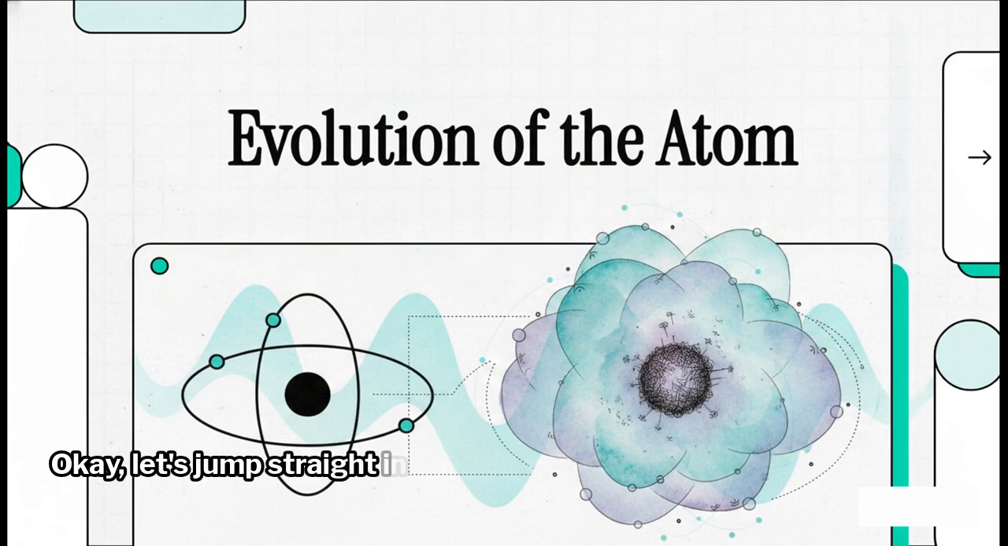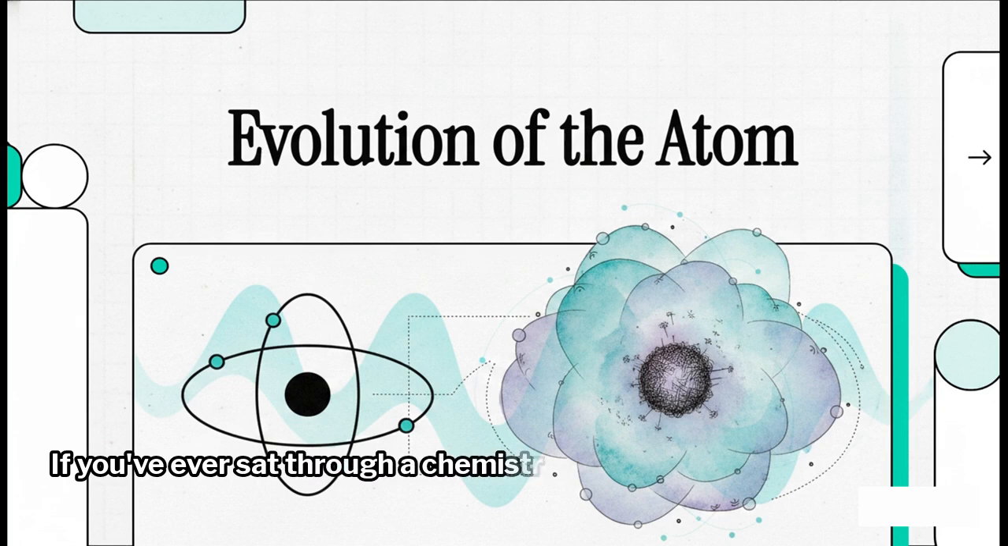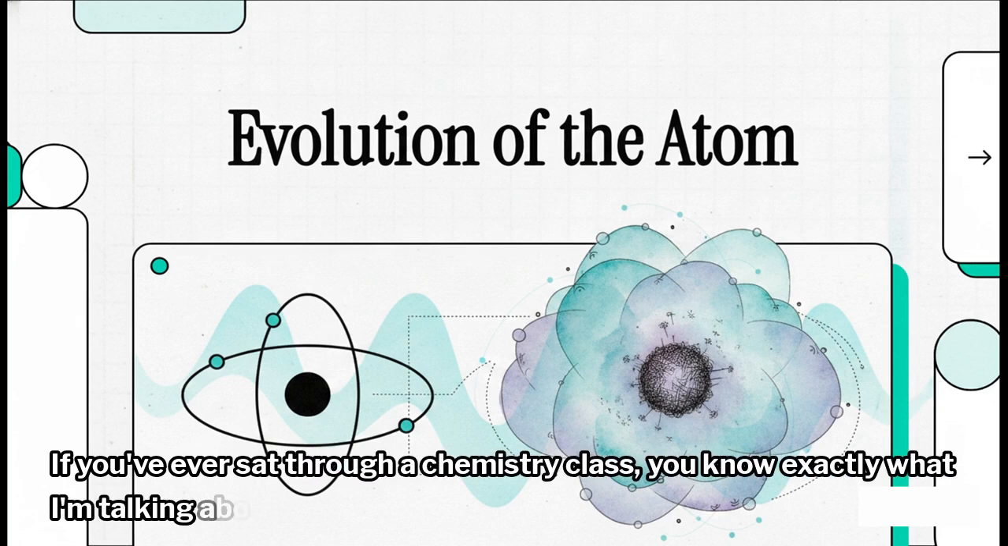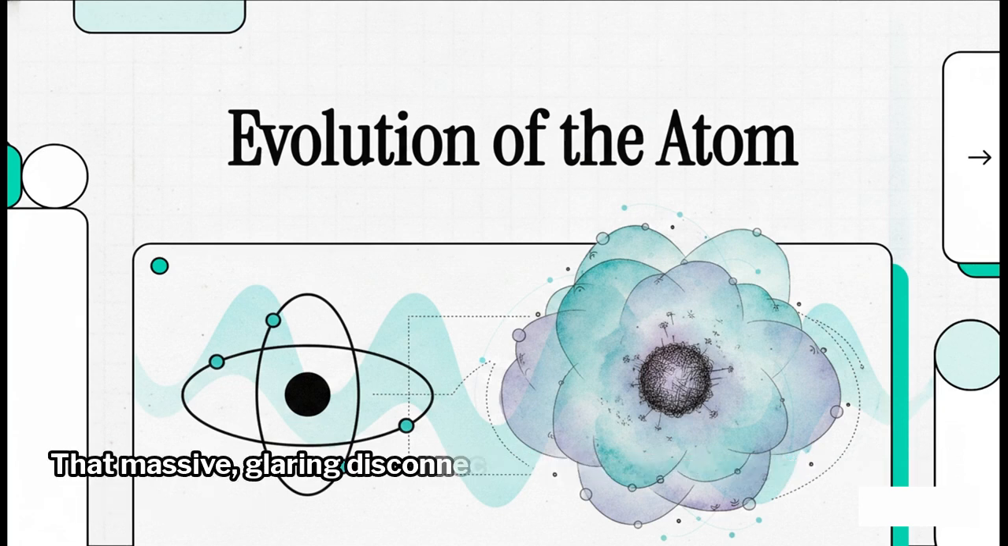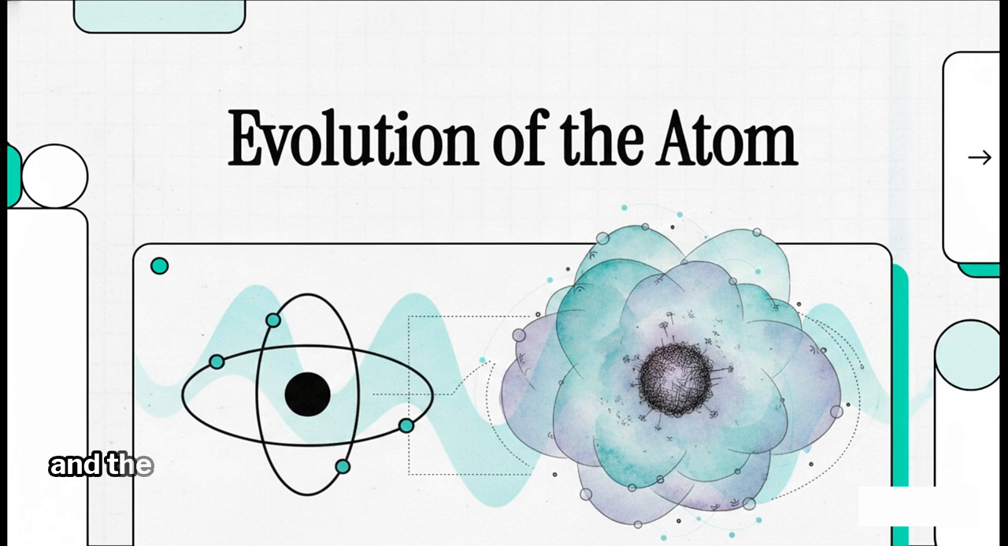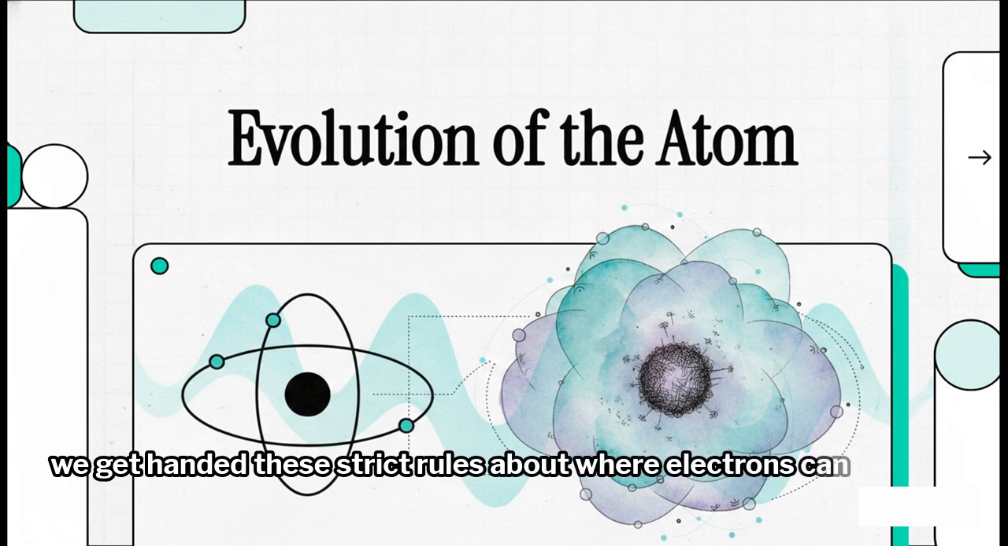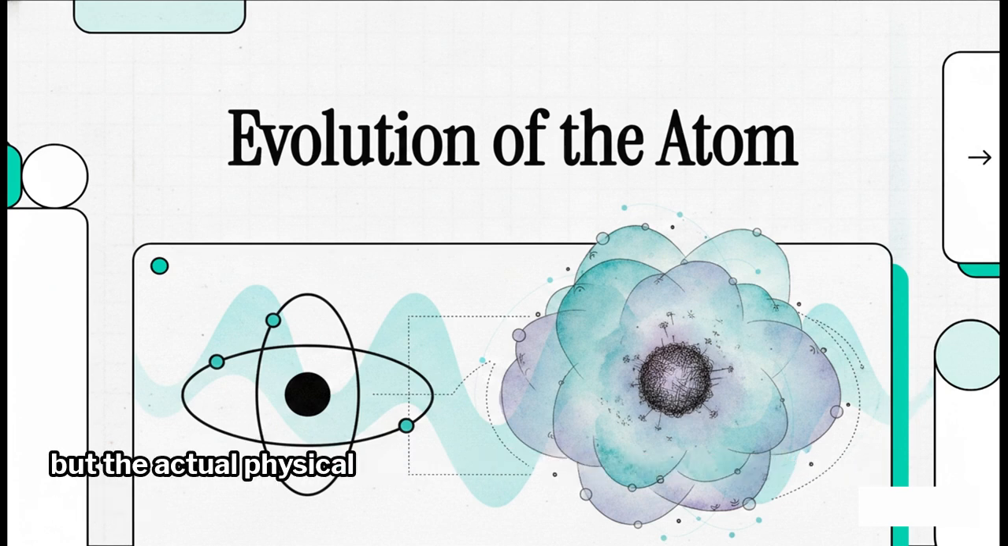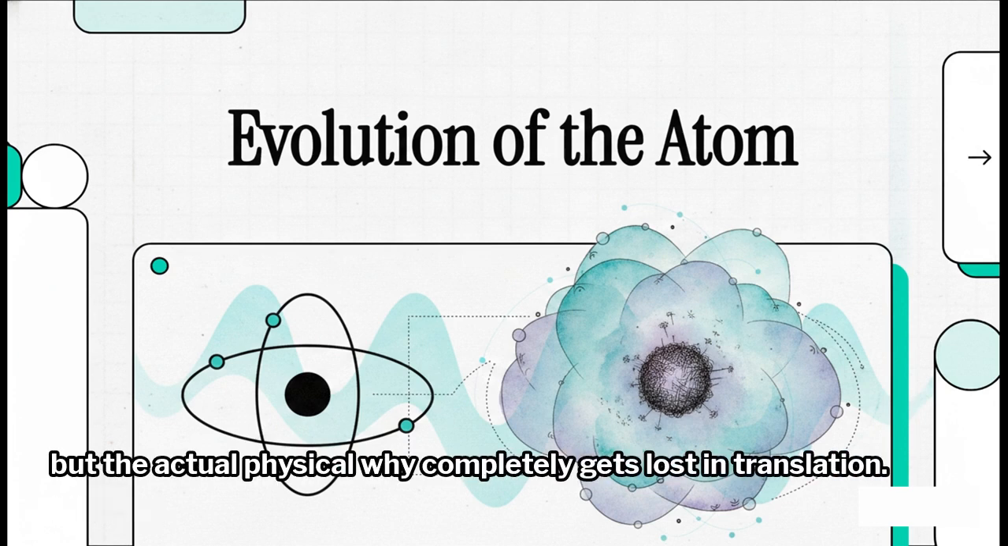Okay, let's jump straight into this explainer by validating a major frustration. If you've ever sat through a chemistry class, you know exactly what I'm talking about. That massive, glaring disconnect between the simple, static little diagrams of atoms in your textbook and the totally bizarre, dynamic reality of quantum mechanics. We get handed these strict rules about where electrons can and can't go, but the actual physical why completely gets lost in translation.